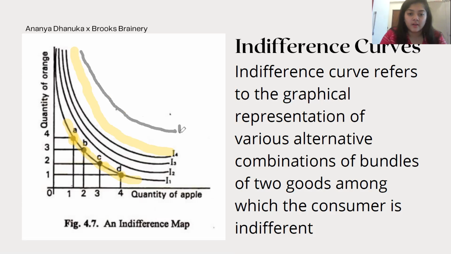This could be I5. Excuse me for the beautiful drawing, but basically you keep on increasing because the consumer has not reached a level of satisfaction, and higher indifference curves will always be preferred to lower ones because a higher indifference curve represents a higher level of satisfaction. But on the indifference curve, the level of satisfaction that you're getting is equal.